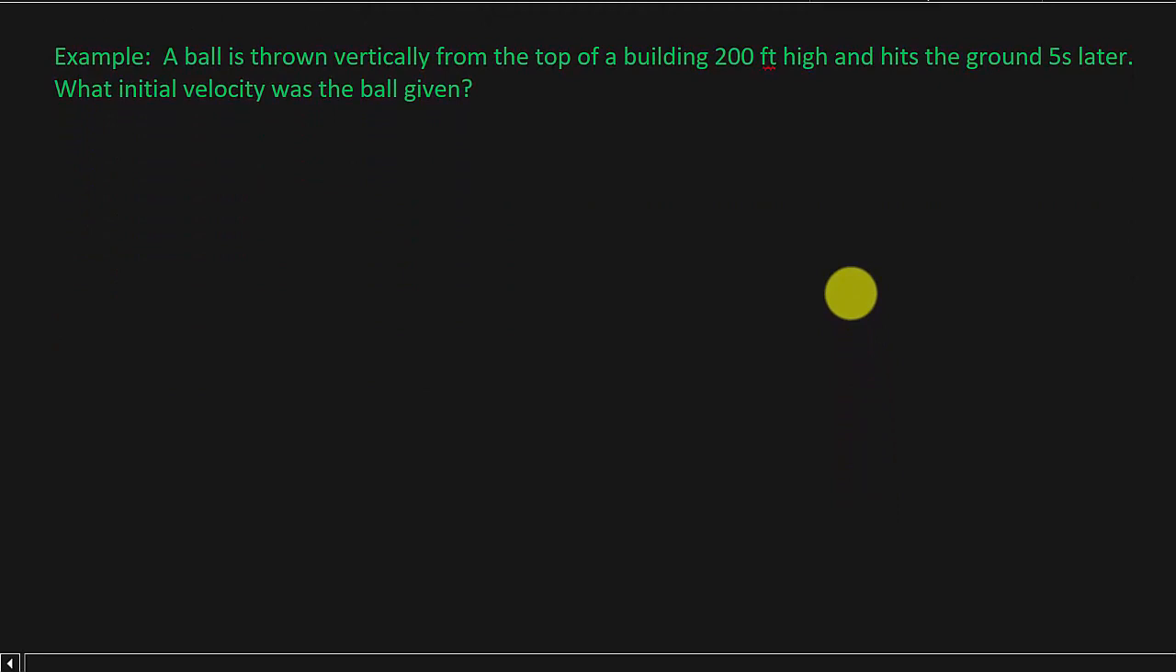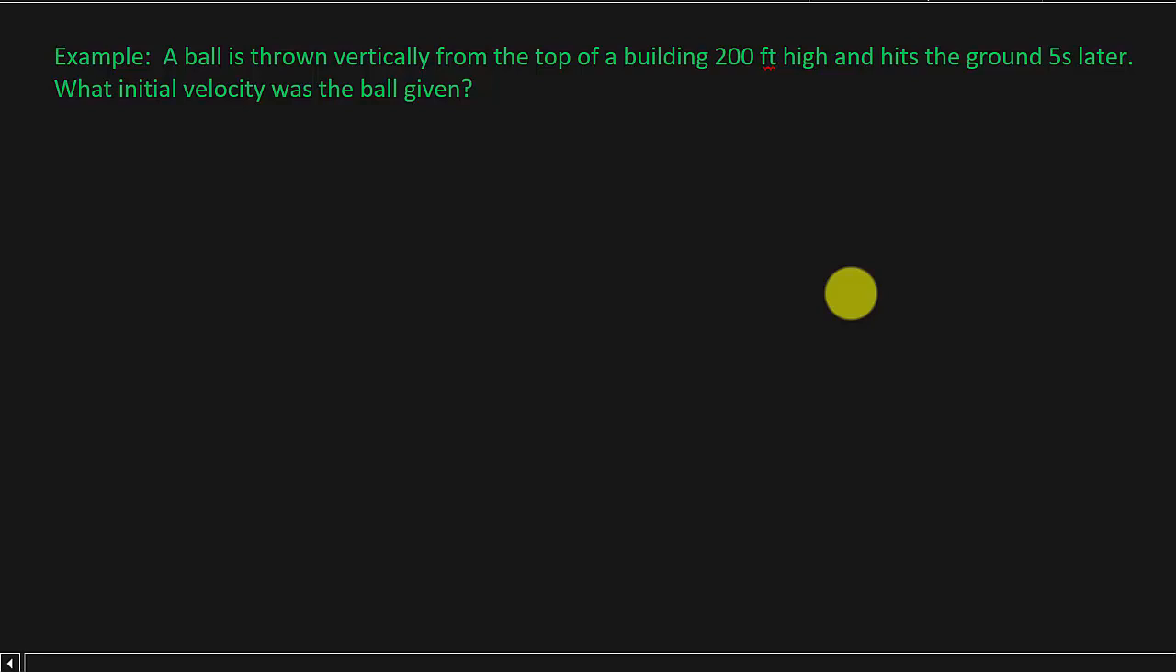It says a ball is thrown vertically from the top of a building 200 feet high and hits the ground 5 seconds later. What initial velocity was the ball given? All right, so this one's a little bit tougher.